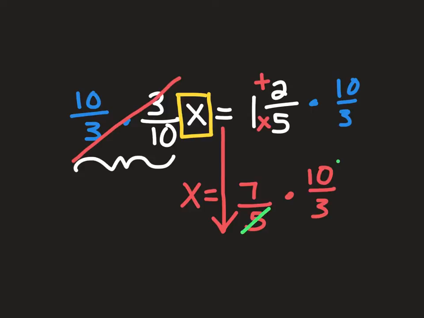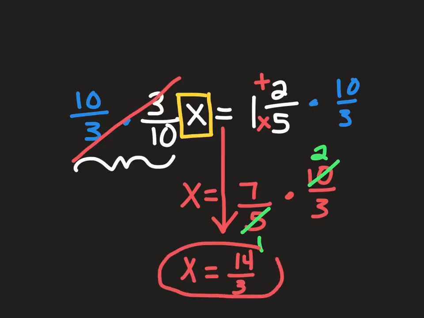I know that 5 and 10 share a factor, it's 5. So when I divide, those are the new denominator and numerator that I'm going to get. I'm left with x equals 14/3. And I'm going to just double check that it's simplified. My numerator and denominator don't share a factor outside of 1. And I'm going to leave it as an improper fraction because this is not a real world problem.